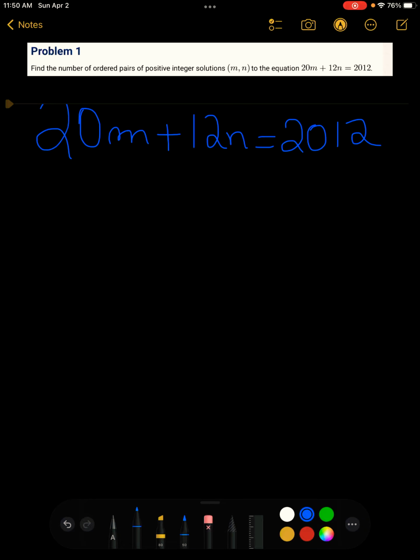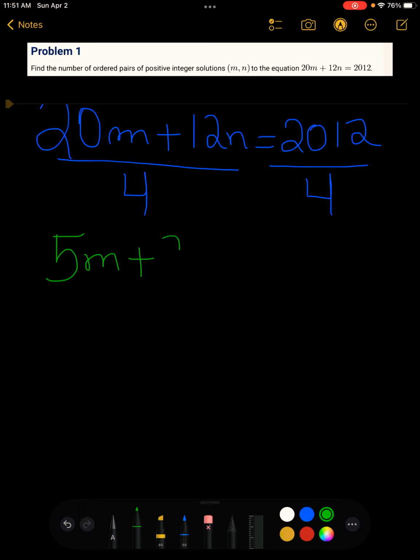Notice that all of these terms share a common factor of 4. So we'll divide this equation by 4 and we will end up getting 5m + 3n = 503. Now we have a Diophantine equation. All of these terms share no common factors besides 1. So how would we proceed from here?